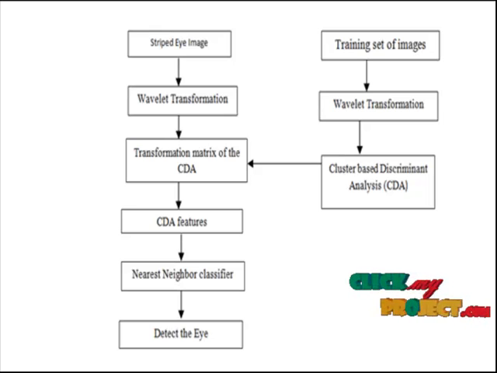Importantly, we include the Haar wavelet transformation, a very important and powerful transformation technique for CDA. Then extract the CDA features. CDA is cluster based discriminant analysis, which takes the eye image as input. Pre-processing is the process which prepares the images for our proposed work. The input image is pre-processed, such as grayscaled and filtered, for the feature extraction process.